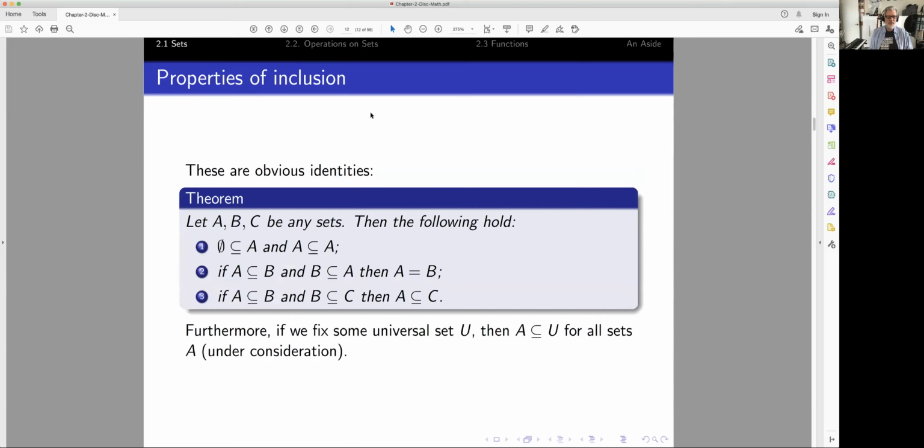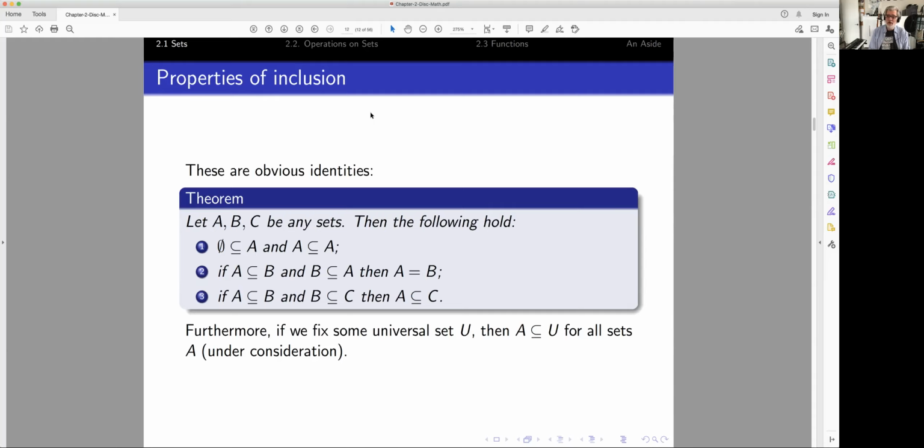Okay. All right. So some properties of inclusion. These, I think, should be obvious. So if you take any sets, A, B, C, then all the following will be true. So first of all, the empty set is a subset of any set, right? And any set is a subset of itself. By definition, this is clear. The second one is clear.